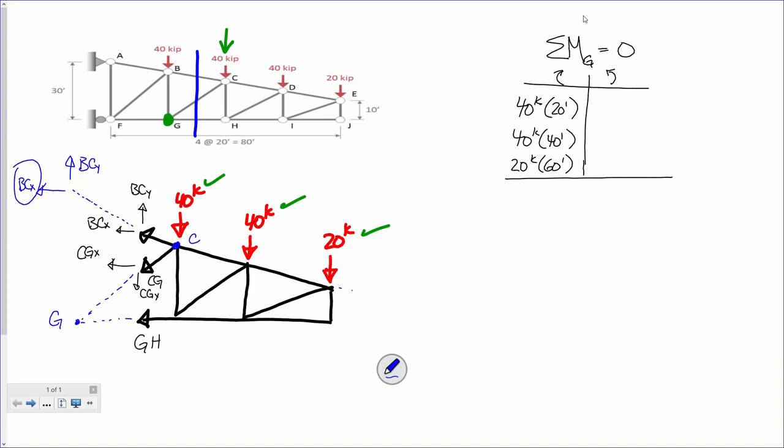Now BCX, which side of the table does it belong? The left or the right? Right. So BCX, and what's that moment arm going to be? Now it's interpreting the dimensions of the truss a little bit. So this first member is 10 feet, and this last one's 30. So would you agree 10, 15, 20, 25, 30? So what's the distance? 25.